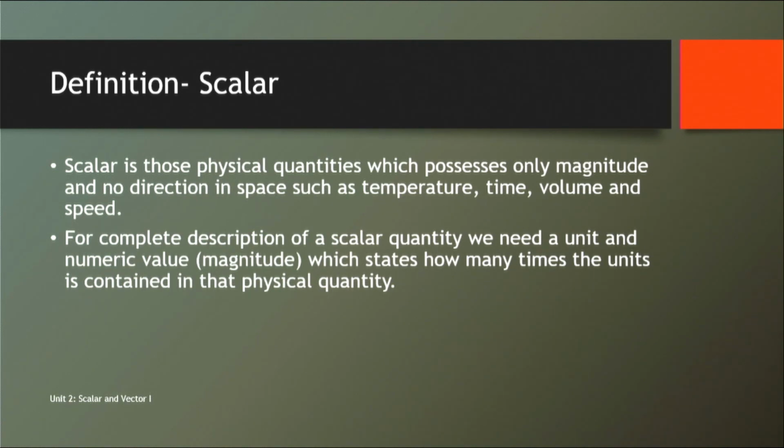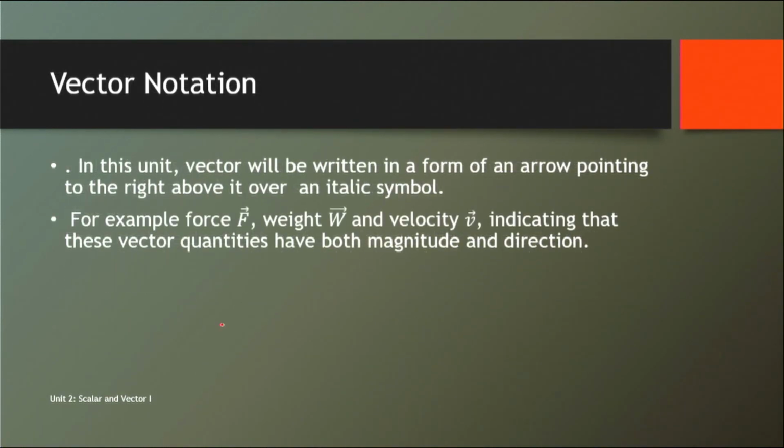For a complete description of a scalar quantity, we need a unit and a numeric value, here the magnitude. In this unit, our vector notation will be written in the form of an arrow pointing to the right above an italic symbol. For example, you can look at our force here. It's an example of a vector quantity, and the arrow on top is pointing towards the right.